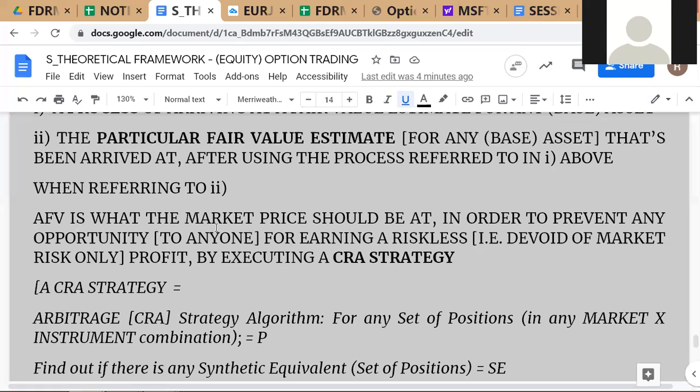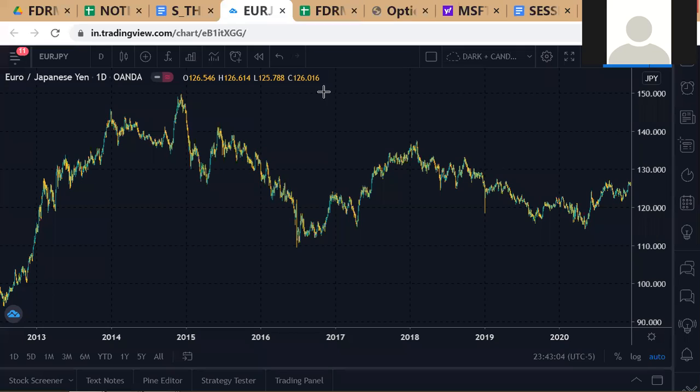Okay, so when we say what is the arbitrage free valuation for euro yen, okay, so if the market price is 128 and you do a synthetic equivalent analysis and you come out with the cost of the synthetic equivalent maybe is 125, or let's say 120, to be clear, to make the difference very clear cut and stark.